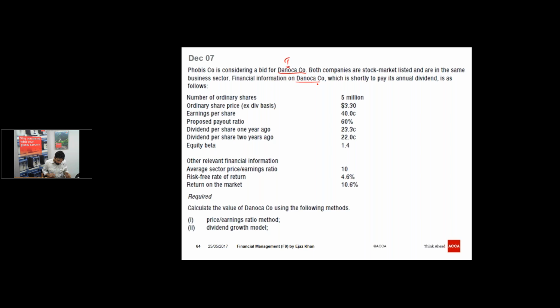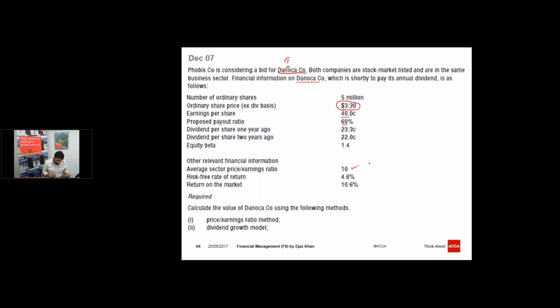Remember the one we are going to undertake. Its number of ordinary shares is 5 million, ordinary share price 3.3. This is what is in the stock market, so we already have a price for this company because it's a listed company. The earning per share is 40 cents. Proposed payout ratio is 60%. Dividend per share 1 year ago is 23.3 cents, and 2 years ago it was 22 cents per share. Equity beta 1.4. Other financial information: average sector price earning ratio 10 times, risk-free rate of return 4.6%, return on the market 10.6%.